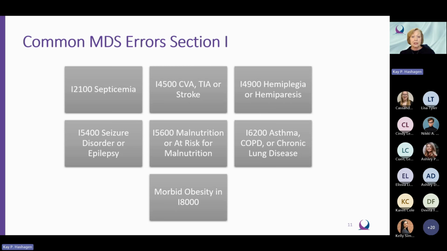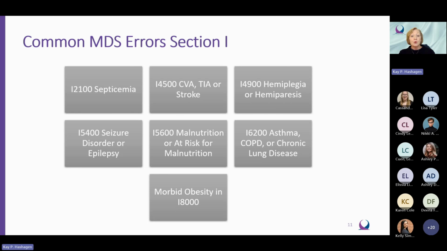I-4500 is for CVA, TIA, or stroke. And often we see that coded when the physician has actually only documented history of, and it's been 10 or 15 years prior. Now, if there is no active treatment, you cannot code that. But there is a reference in the RAI manual, an example that if you are giving prophylactic treatment for a history of a stroke and therapy might be involved, then you can code it. So that's where we like to say that the RAI manual has great examples.